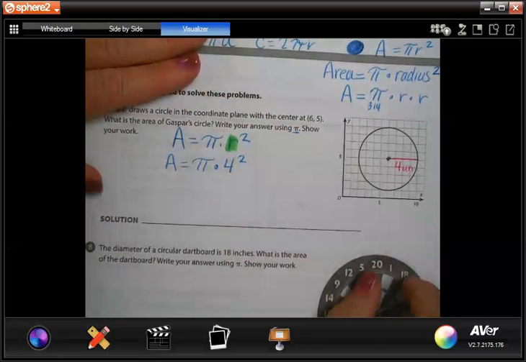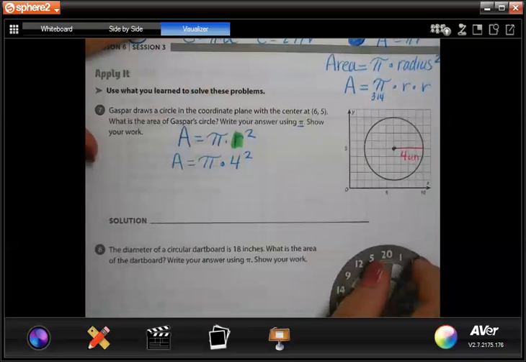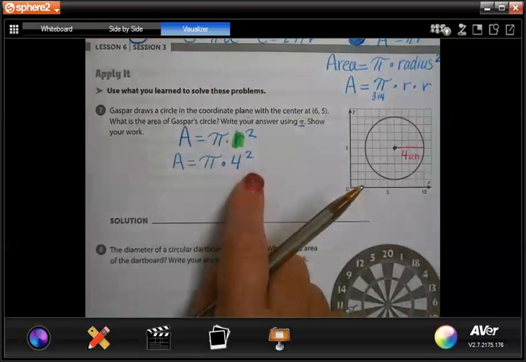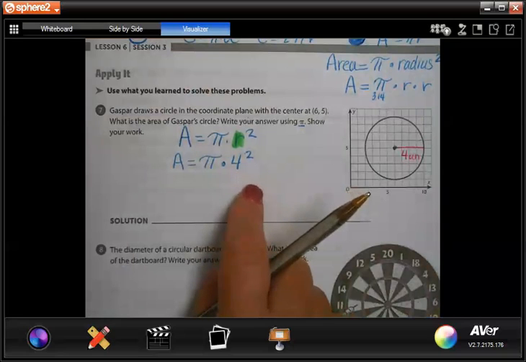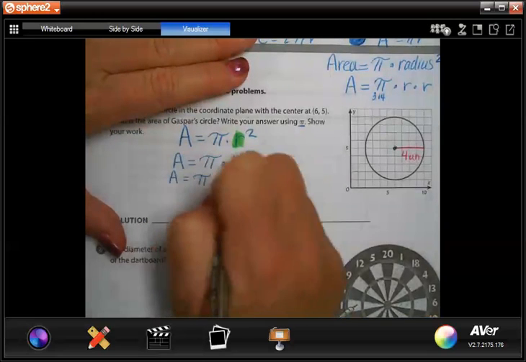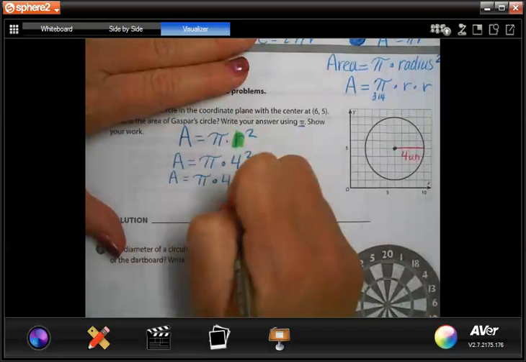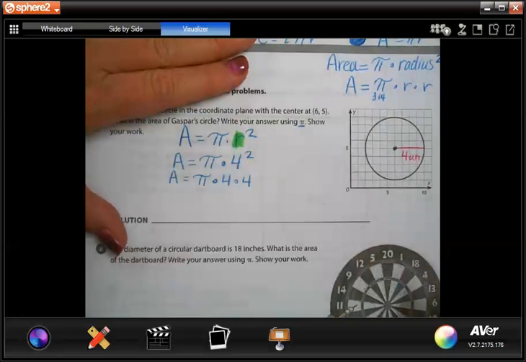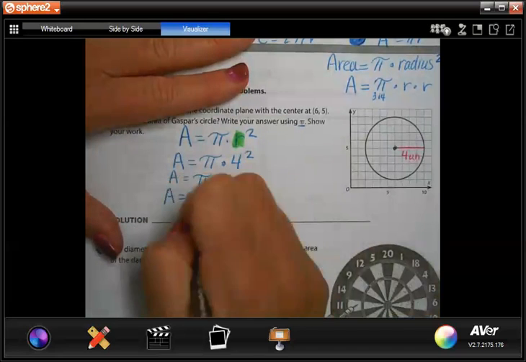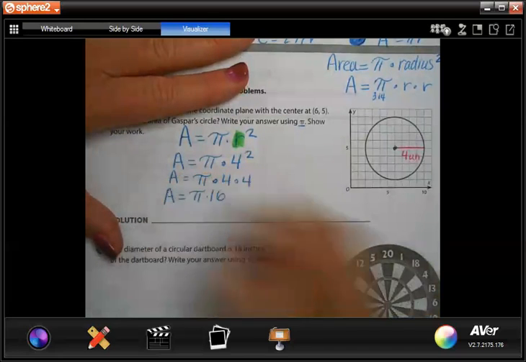This is where we separate, because way too many people get this wrong. They say, oh, 4 squared, that's 8. Miss Parkin, it's 8. Miss Parkin, 4 times 2 is 8. It's not 4 times 2. It's 4 squared, which is 4 times 4. So area equals 4 times 4, which is 16.